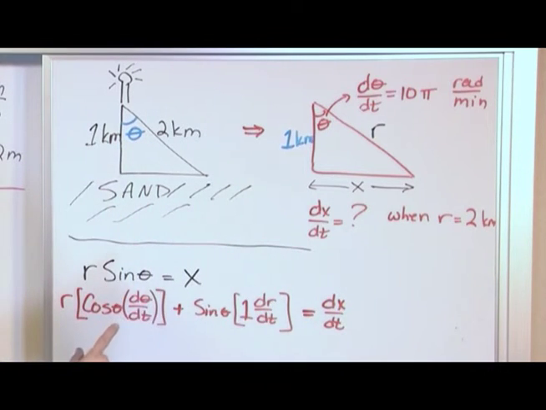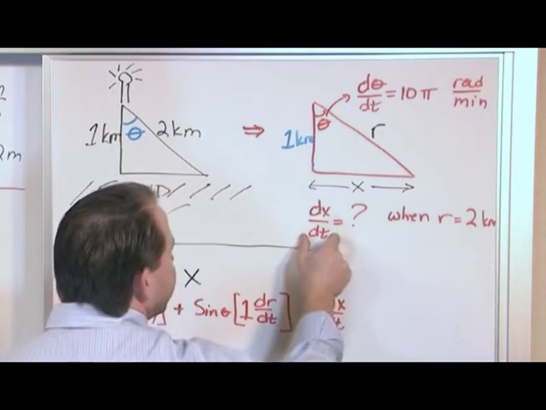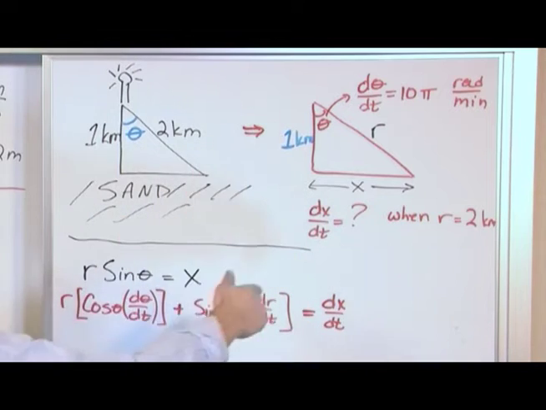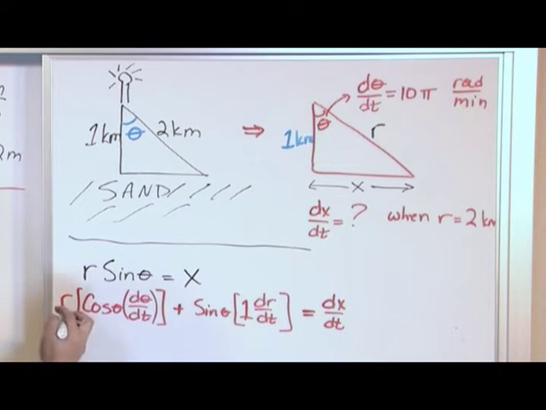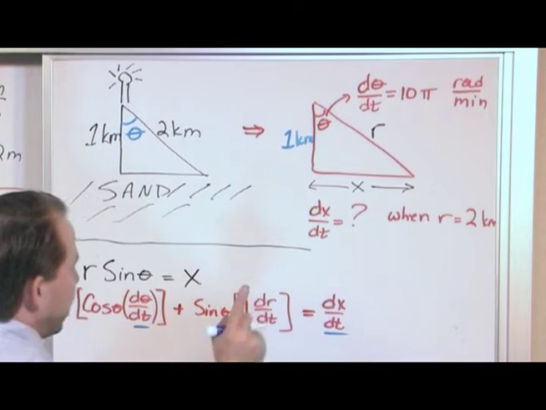I also know what d theta dt is, that's given to me, right? I also know what r is, because r is a constant 2 kilometers. In fact, we said that we're trying to find this when the radius, the slant height, is there. So if we wanted to go and label it, we really know what this is. We know what this is. We don't know this, but we are trying to solve for it, so that's okay.